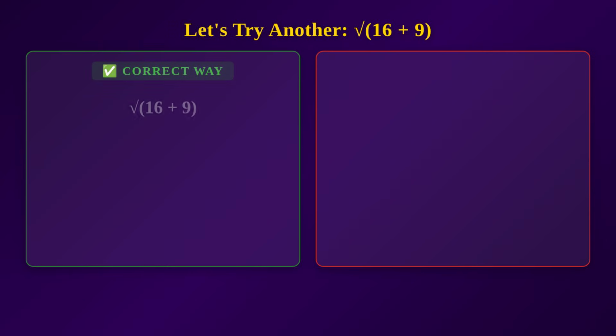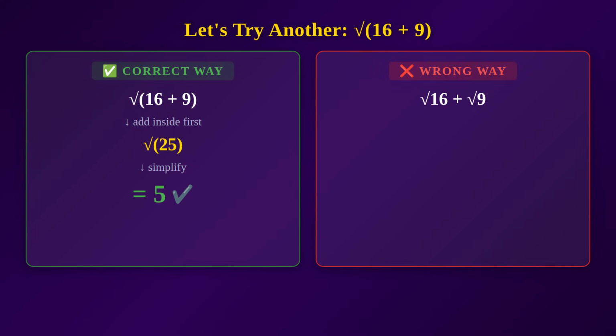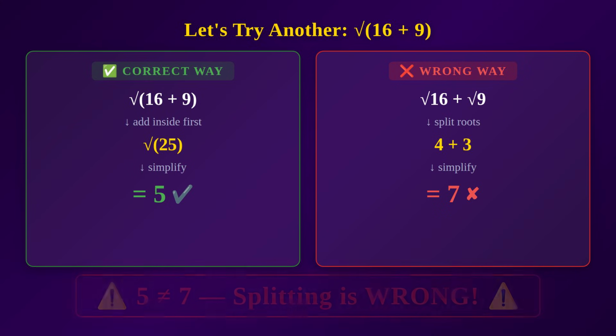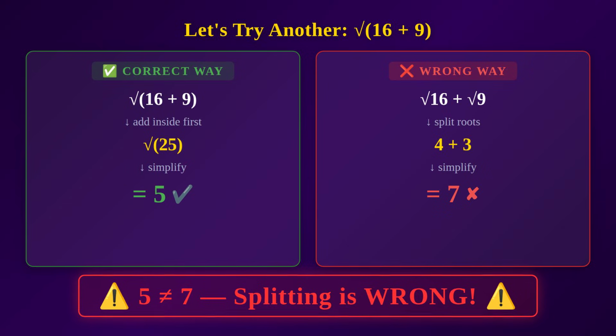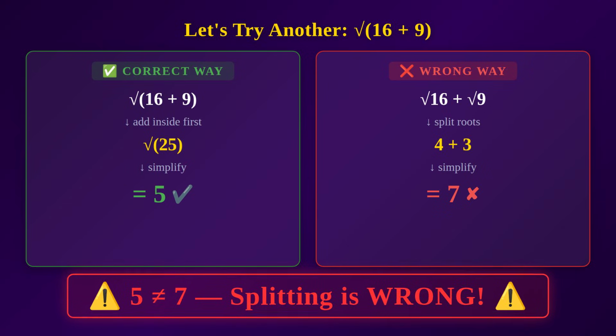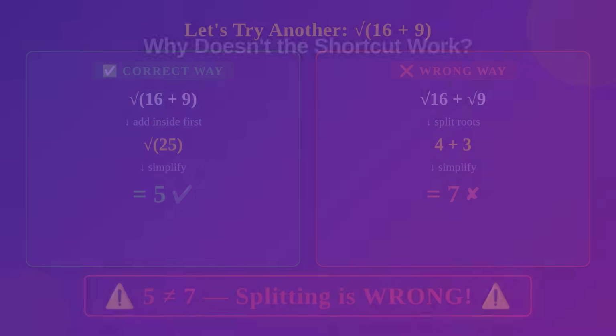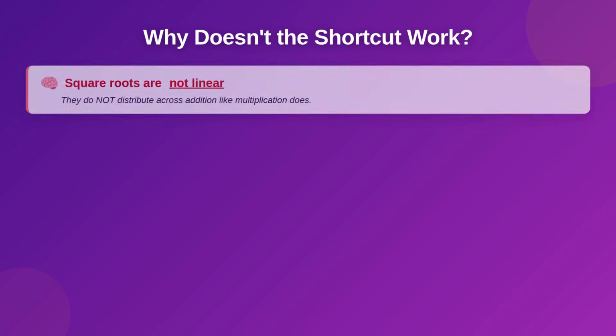Let's try one more together, so this really sticks. What is the square root of 16 plus 9? Don't split it up. Instead, add inside first. 16 plus 9 equals 25, so we get the square root of 25, which equals 5. Now let's check if splitting gives the same answer. Square root of 16 is 4, square root of 9 is 3, and 4 plus 3 equals 7. 7 does not equal 5. So splitting is still wrong. Same trap, same result.